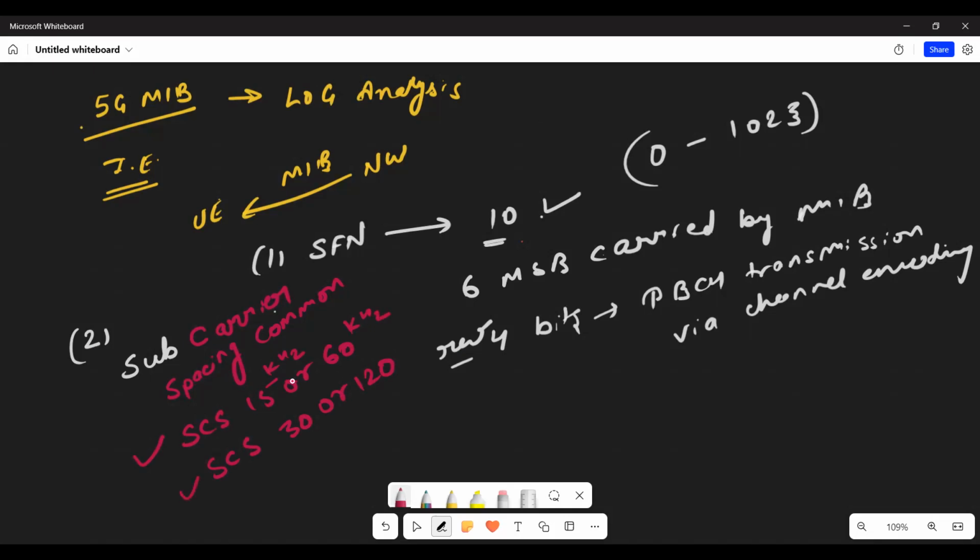For the second notation, SCS, subcarrier spacing, if the frequency is FR1, this is 30 kilohertz. And if it is FR2, then it is 120 kilohertz. So this is the second point we have. Now coming towards the third point. So the third point is SSB subcarrier offset.